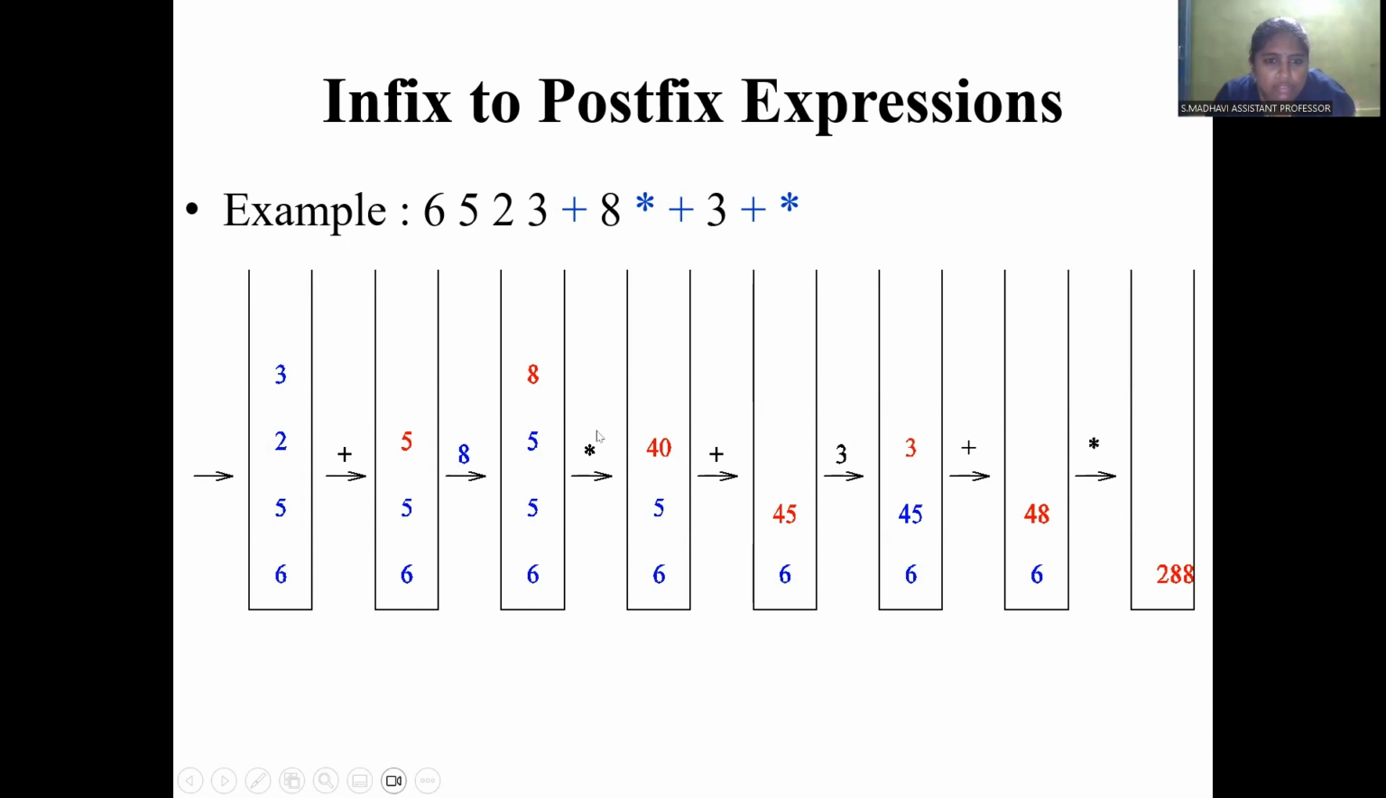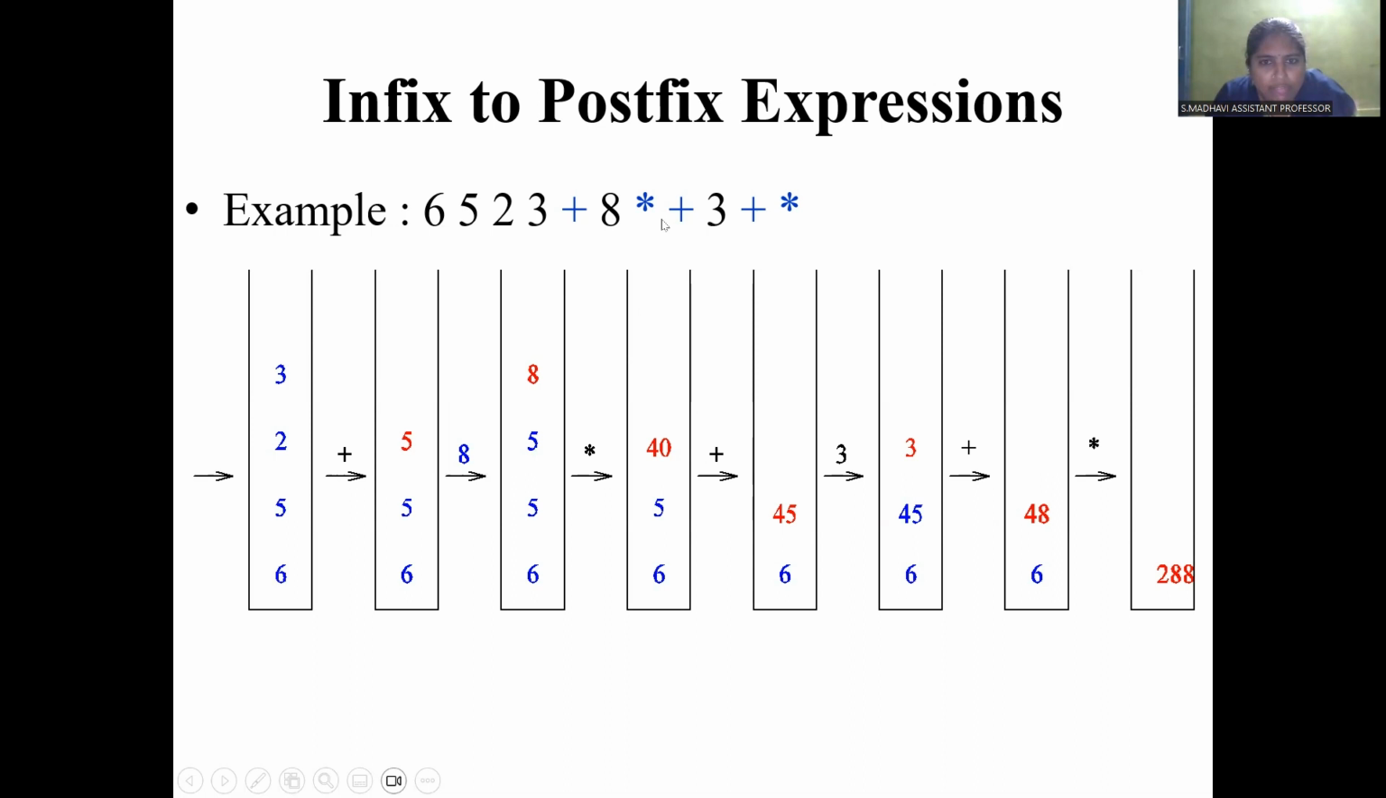Next is the star. Star is an operator. If it is an operator, what do we have to do? We pop the two elements from the stack, which are 8 and 5, apply this operator, and push the result onto the stack. 8 fives are 40, and I push it onto the stack in place of 8 and 5. So the resulting stack will be like this.